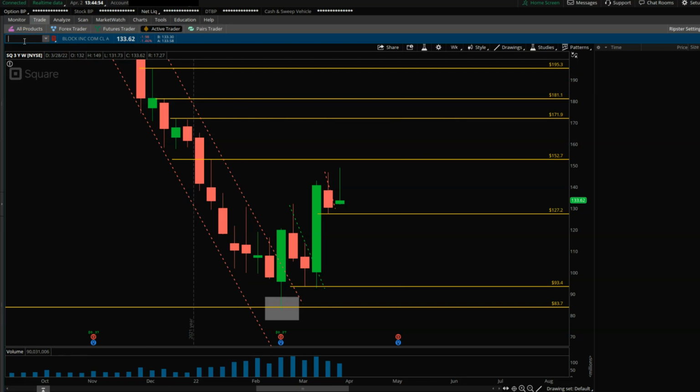Because ideally that's where your risk will be, and if your risk is not hit, that means you're in the trade and it's doing good.